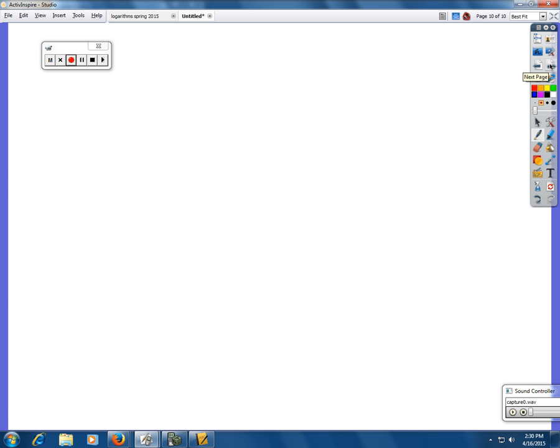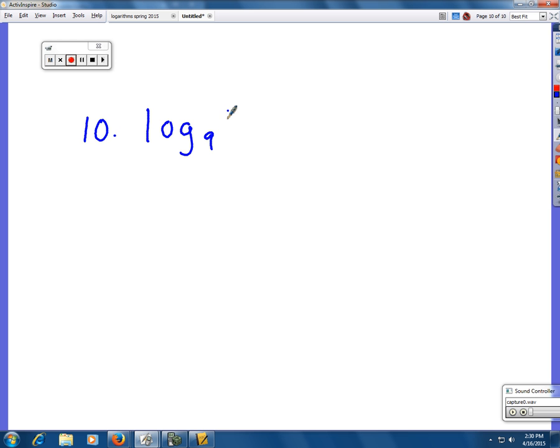Number 10, log base 9 of x equals 5. Convert, this is a solving, so I need to convert. I have it in the form log base b of n equals p. I need to get it into exponential form. So b is 9, p is 5, n is x. So I use 9 to the 5th power equals x.